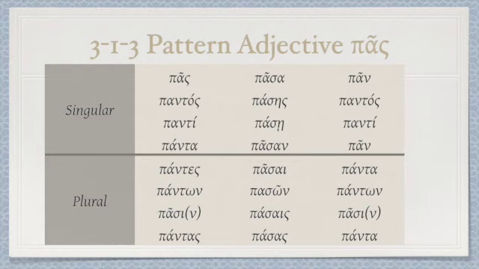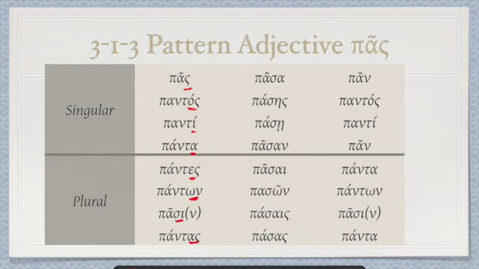By way of review, this is our 3-1-3 pattern adjective, pas. There are two things you need to know about writing out that third declension. The first thing you need to know is the bodak: pas, pasa, pan, pantos. That gives us the endings. Here we have sigma, sa, i, a, es, on, si, as, and here we have a movable nu. I usually ignore the nu when we're thinking about the bodak.